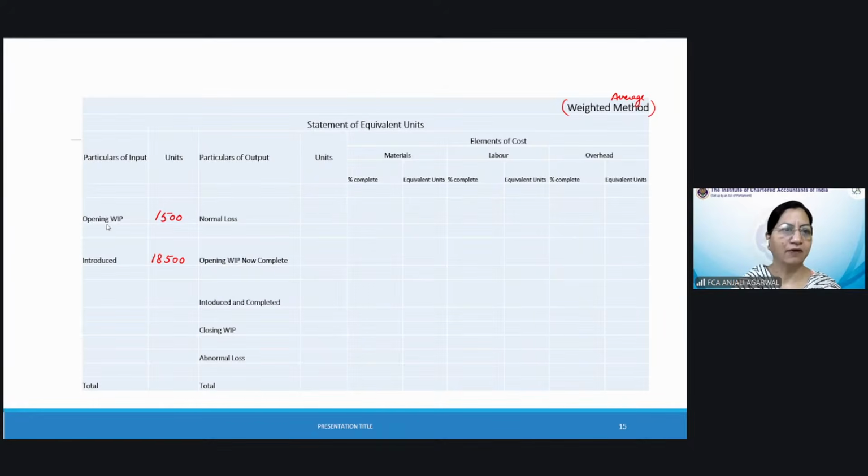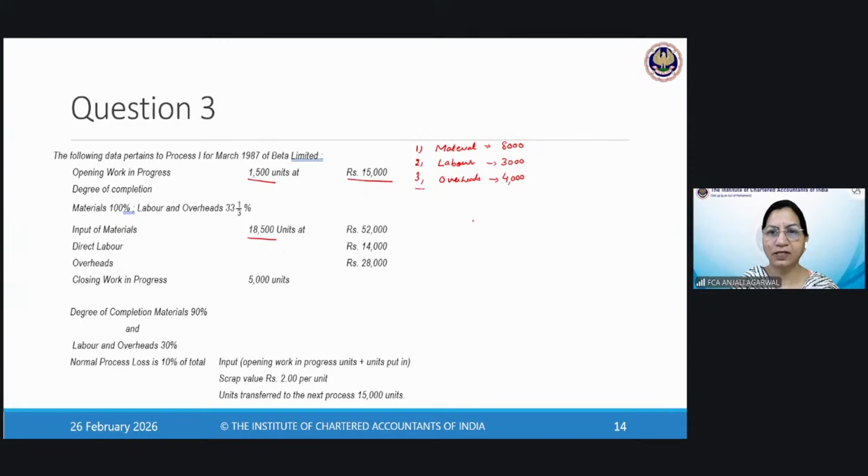All right. So we have opening WIP 1500 units and introduced in the process 18,500 units. Now, what are the details of the output units? You have closing WIP 5,000, which was 90% complete as far as material is concerned, and labor and overheads wise, it is 30% complete.